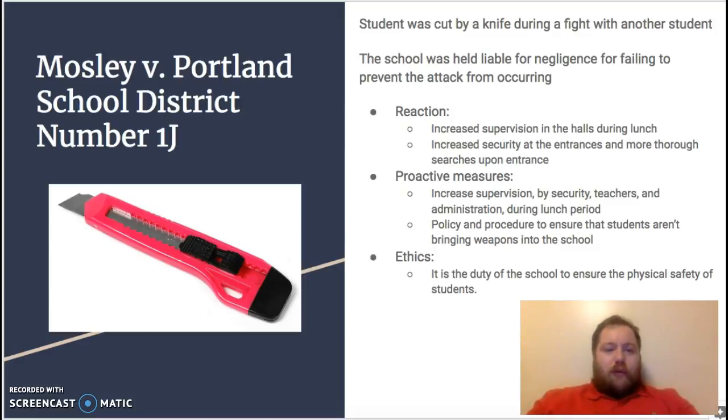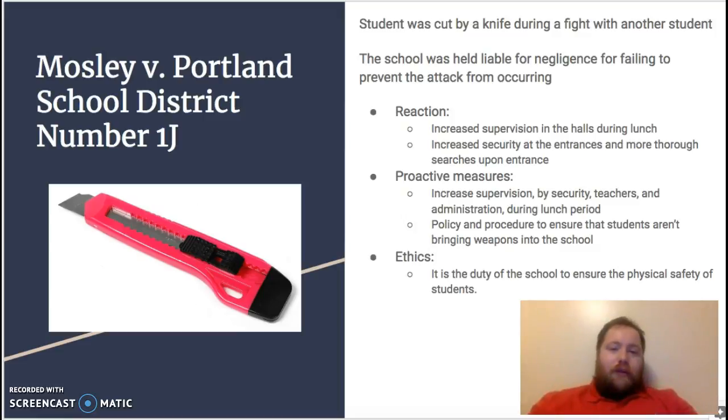So in my school, the reaction to this would be increased supervision of halls. That includes administrative, security, and teachers being in the halls. There would also be increased security at entrances and more thorough searches of students' bags and persons to make sure there were no weapons being brought into the building. Proactive measures that can be taken to make sure this doesn't happen are the same thing: making sure you have enough supervision where it needs to be.